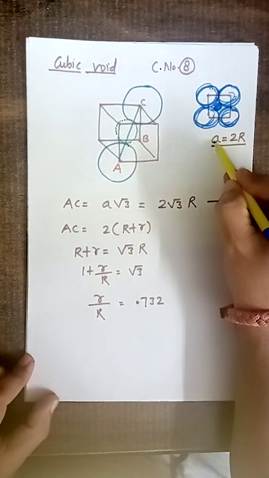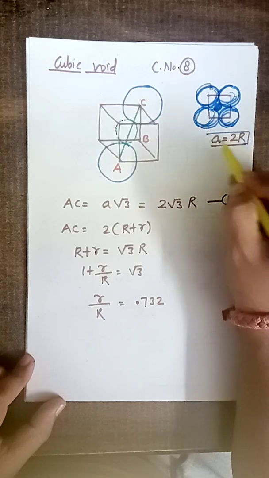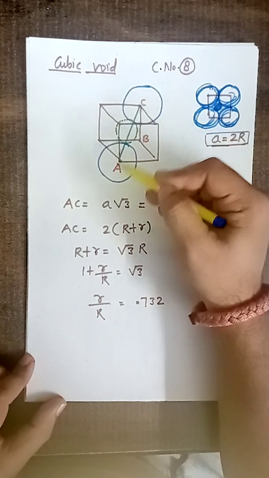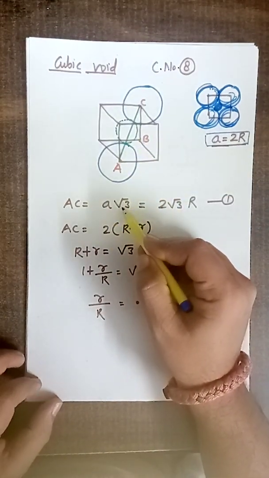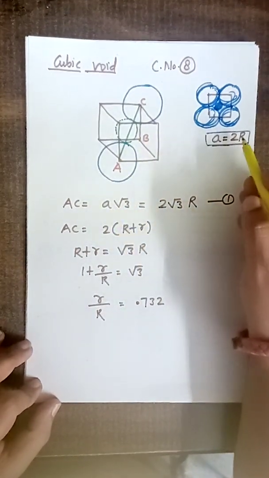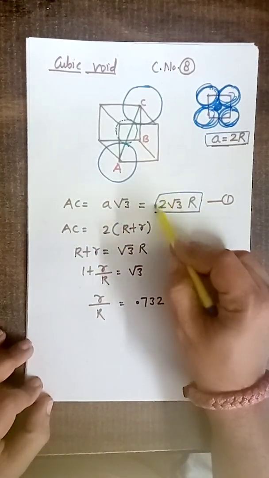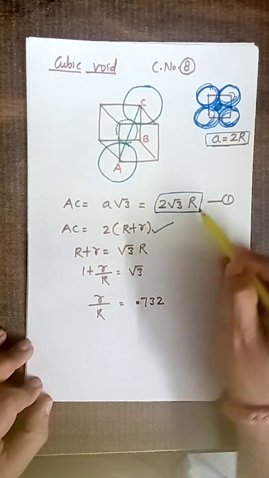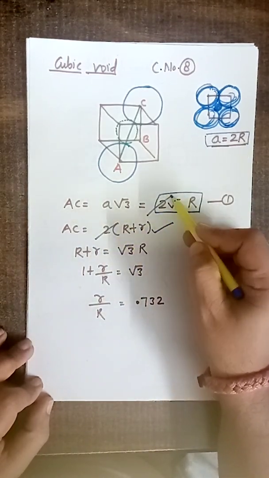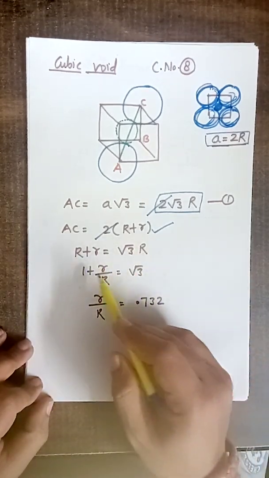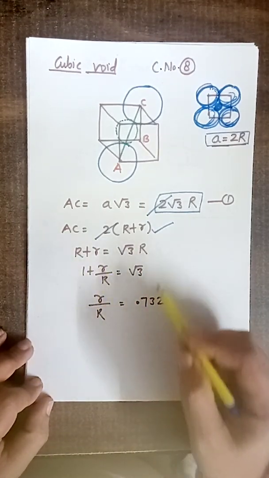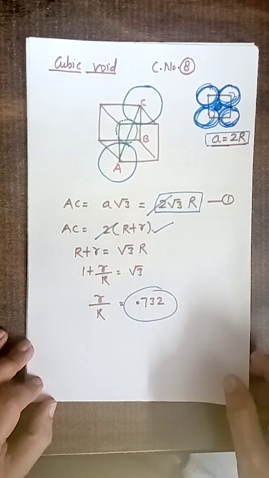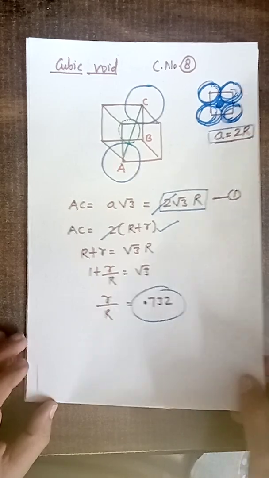Here once again you can see a equal to 2R. The particles at the corners are in contact with each other, and AC equals a root 3. It is the body diagonal. a can be replaced by 2R, so it is 2 root 3 R. In terms of radius, once again you can write AC equal to twice of (R + r). Equalize these two. Once again 2 cancels by 2. Divide by capital R. So it is 1 plus r upon R equal to root 3, so r upon R is 0.732. So here the radius ratio is more as compared to the octahedral void, 0.732.